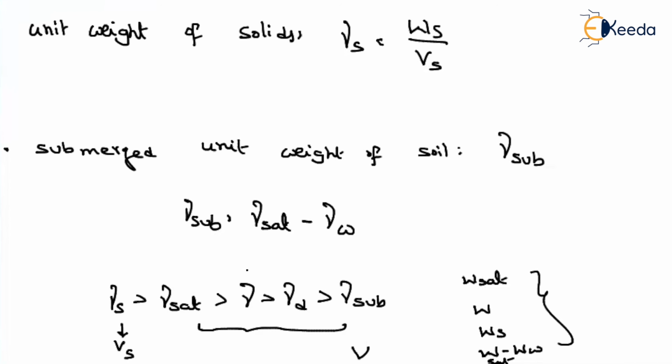So these are the basic parameters that will be useful for estimation wherever we encounter such problems. In the next class, we will discuss the relationships between these parameters. Thank you.